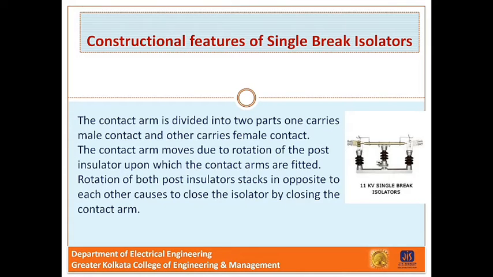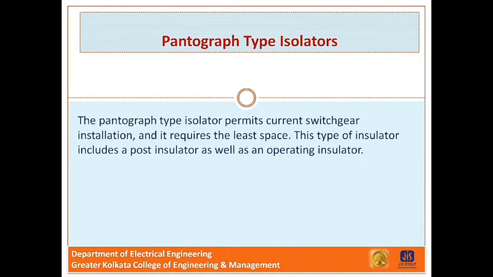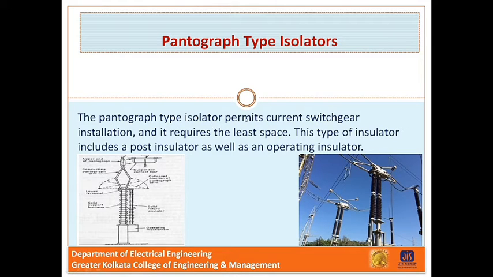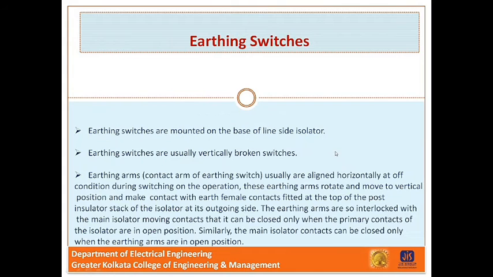The motorized form of this type of isolator is generally used, but an emergency hand driving mechanism is also provided. The pantograph type isolator permits current switchgear installation and it requires the least space. This type of isolator includes a post insulator as well as an operating insulator.